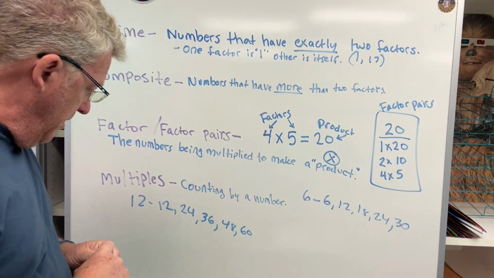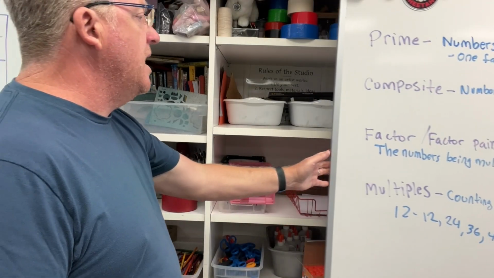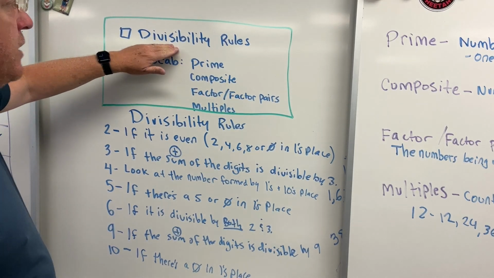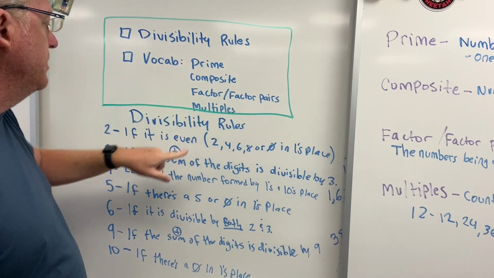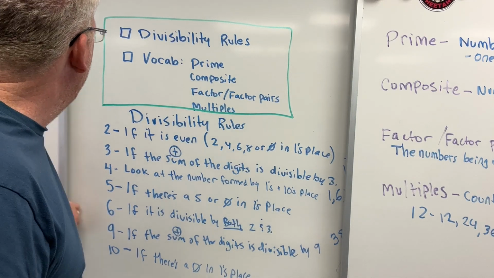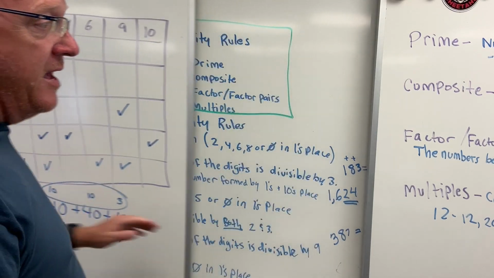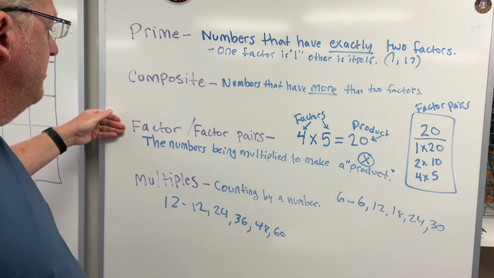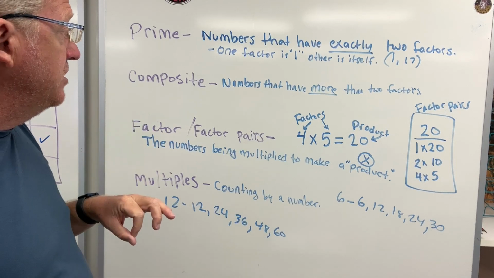So I think that's about all. I want to wrap it up here. So quick review one more time of what we just talked about. Divisibility rules are going to be on the quiz. Vocabulary: prime, composite, factors, factor pairs, multiples. We talked about all of our divisibility rules here. We practiced using the divisibility rules on a table just like this that'll appear on the quiz. And we talked about our vocabulary. There'll be some sort of matching element on the quiz where you have to match the vocabulary to its definition.